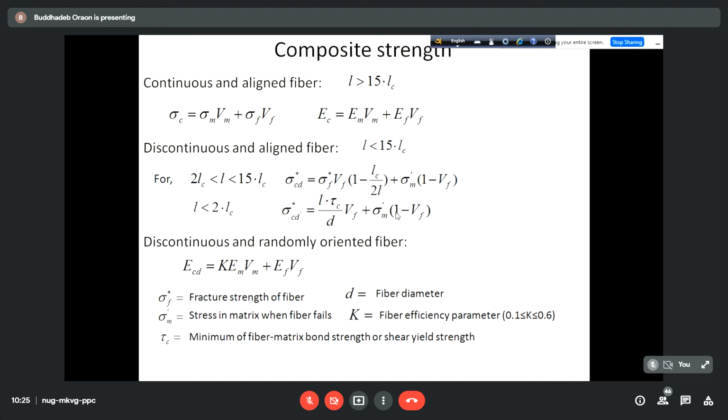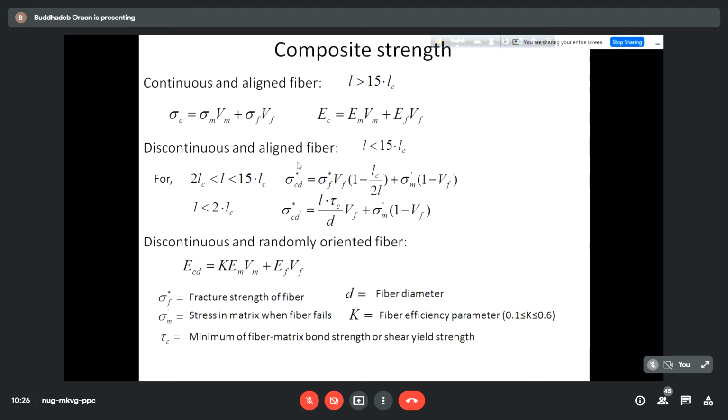Composite strength. You should see this slide carefully. We are interested in determining the composite strength sigma c. If the fiber is continuous and aligned, and the length of the fiber is greater than 15 times lc, then we consider continuous and aligned fiber, and the expression for sigma c, and also the elastic modulus, we have already seen in the derivations. So that will be valid for continuous fiber.